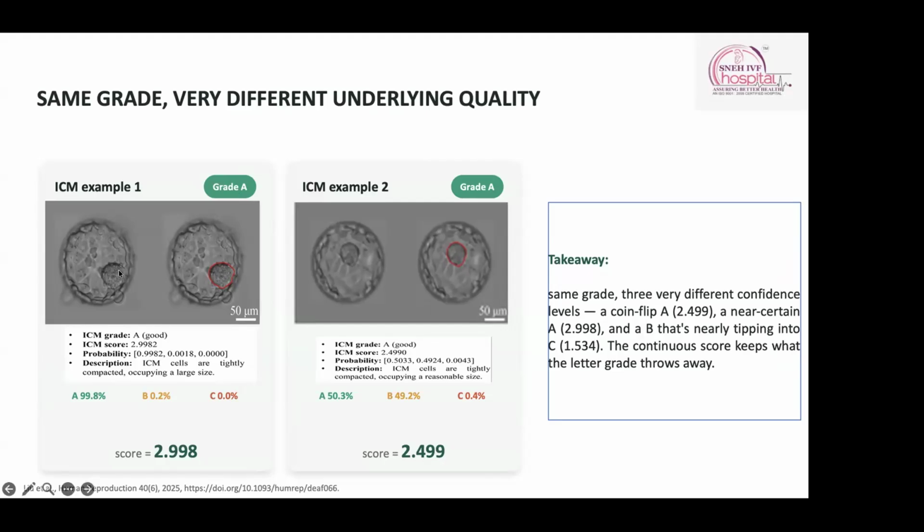probability. But when we feed this image to the model, the model said that the probability ratio for this ICM scoring was 2.998 for the first picture and 2.499 for the second picture. So the grading is similar, but there are very different confidence levels. If I have to choose, I would choose any one of these. But if the system gives you a number, it is going to take this one, 2.9. So is this 2.9 correlated with live birth? Yes, this 2.9 was correlated with live birth and they had a higher live birth rate as compared to 2.4.